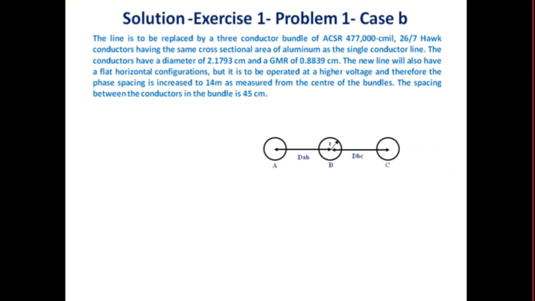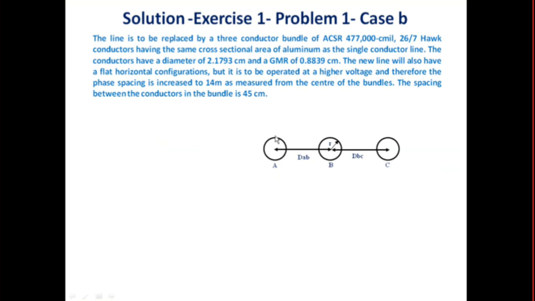So the cross-sectional area is the same, right? Next, the conductor diameter is given as 2.1793 centimeter and the GMR is 0.8839 centimeter. Next, the new line will also have a flat horizontal spacing, so the same arrangement is being maintained. They have replaced the single conductor by a bundle conductor, but they are maintaining the same horizontal spacing, right?